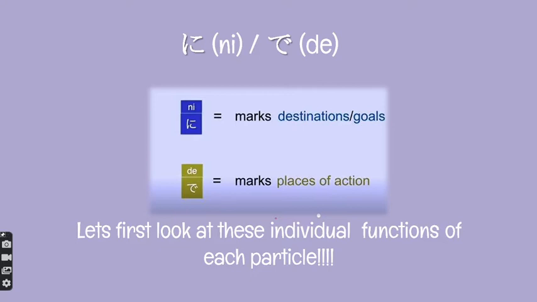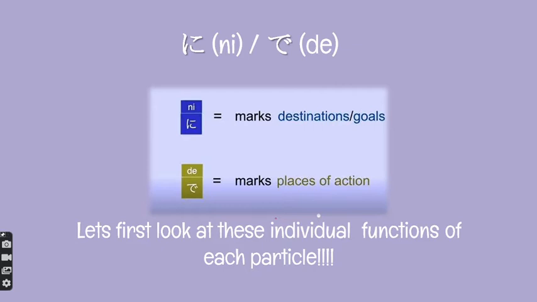Okay, just an overview. I'm going to give you so many examples that I'm pretty sure by the end of this lesson you will know particle ni and de better than even a Japanese native speaker. Okay, particle de is going to mark the place of action. Place of action in the sense what? Action is what? A verb, right? So whenever you carry out a verb, the place where you're carrying out the verb is going to be marked by the particle de. For example, if I say I eat noodles in Tokyo.